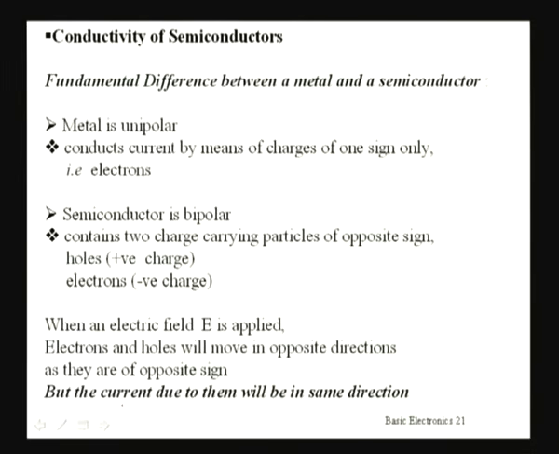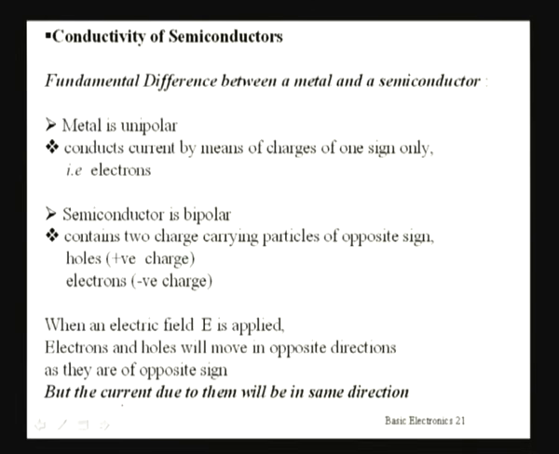So we have got this fundamental difference between a metal and a semiconductor. A metal is unipolar, since current conduction takes place only by electrons, which have only one sign, that is negative. But in a semiconductor there are two charge carriers having negative as well as positive charges, which are known as electrons and holes. So a semiconductor is a bipolar material.